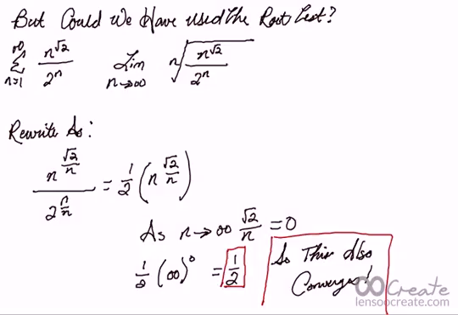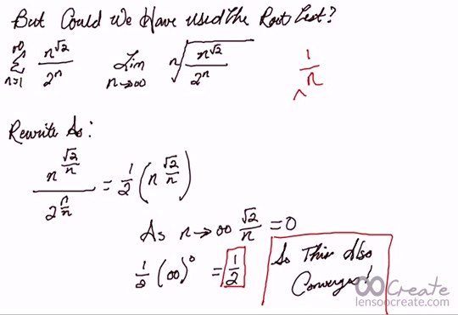And so what I did is we have the sum again of n to infinity of n to the square root of 2 over 2 to the n. We're going to write that as the limit as n goes to infinity of the nth root of n to the square root of 2 over 2 raised to the nth power. I like to rewrite this as n to the square root of 2 to the 1 over n, because the nth root is simply the 1 over n power.